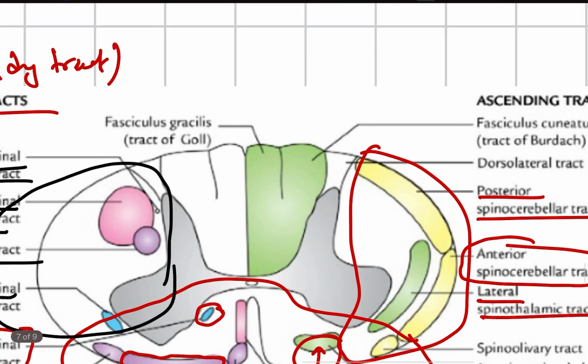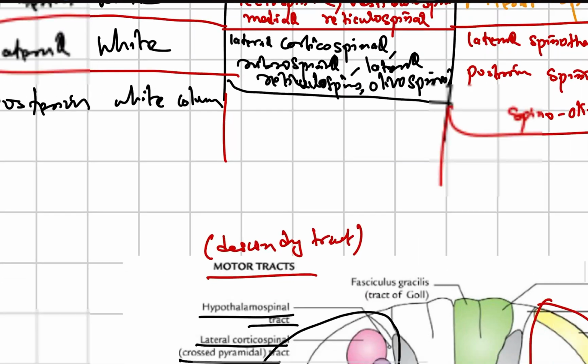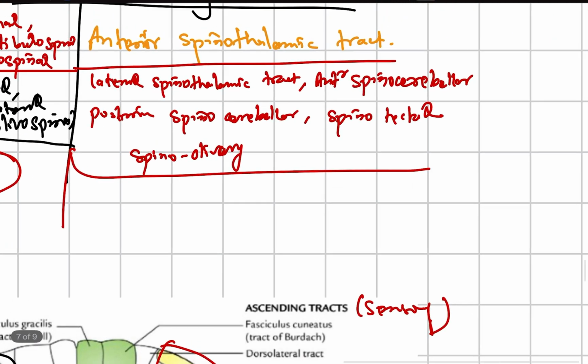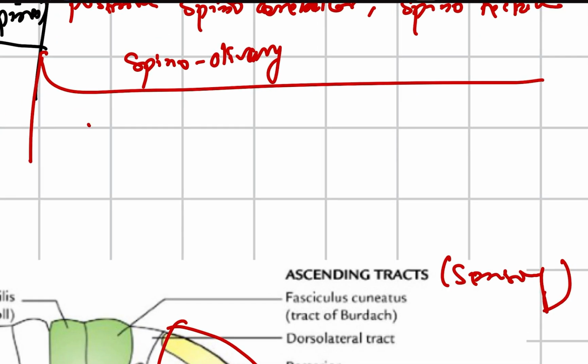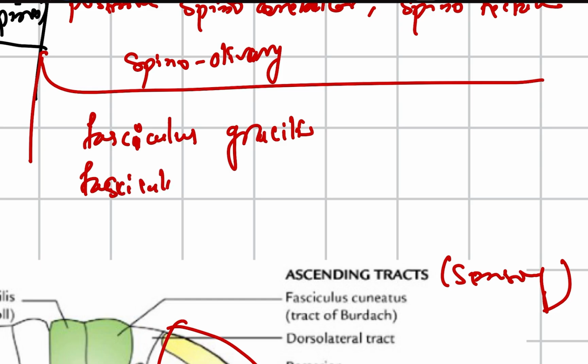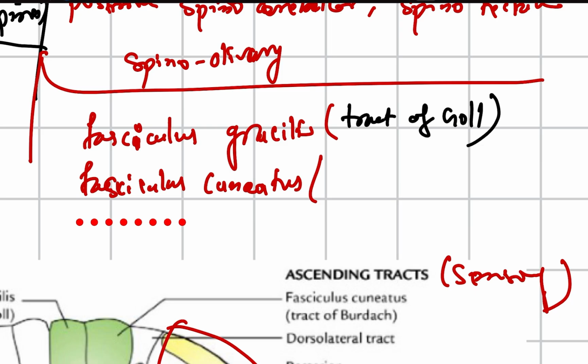Now moving on to the posterior white column. For the descending, there is no tract, but for the ascending there are two tracts. One is the fasciculus gracilis, and then the fasciculus cuneatus. The gracilis is known as the tract of Goll, and the cuneatus is known as the tract of Burdach.